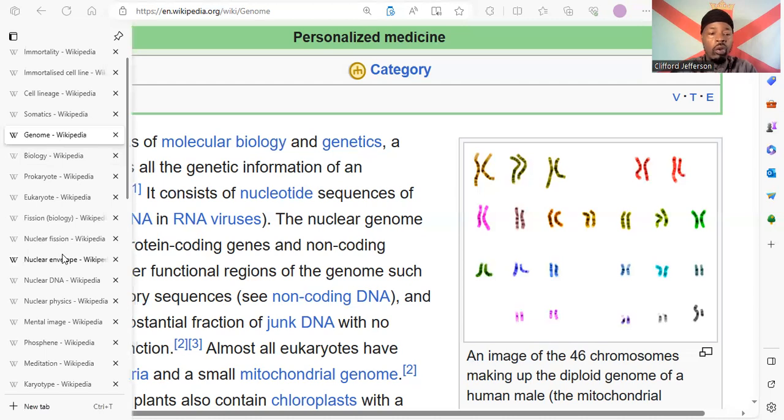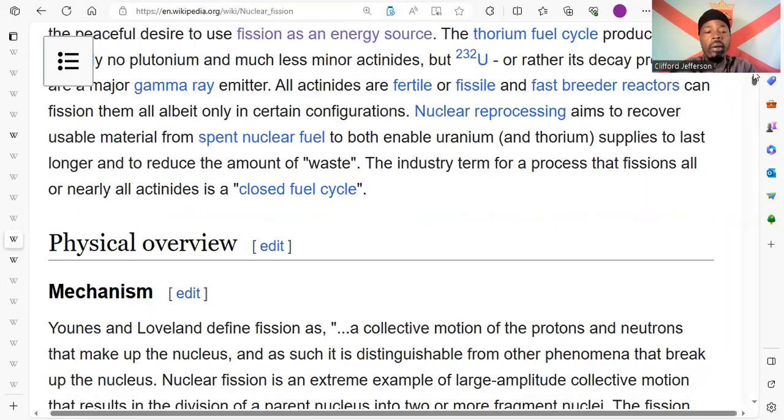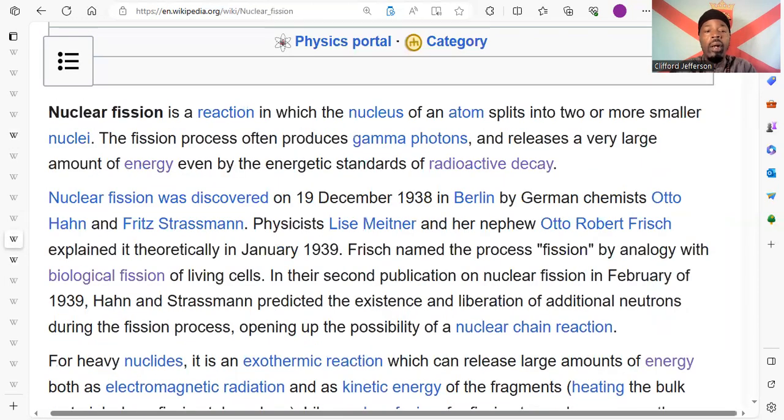All right, nuclear DNA, because we know what nuclear fission is. Nuclear fission, as it said, let's read from the record, is a reaction in which the nucleus of an atom splits into two or more smaller nuclei. The fission process often produces gamma photons and releases a very large amount of energy, even by the energetic standards of radioactive decay.